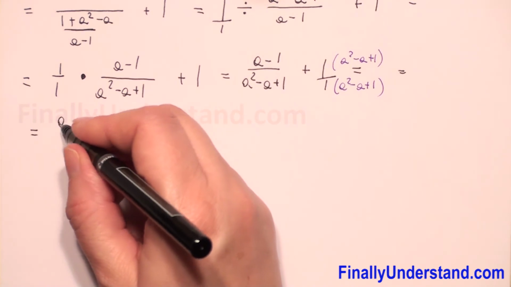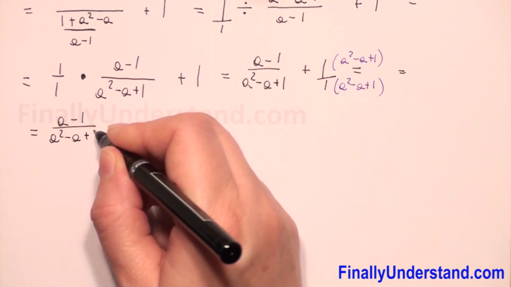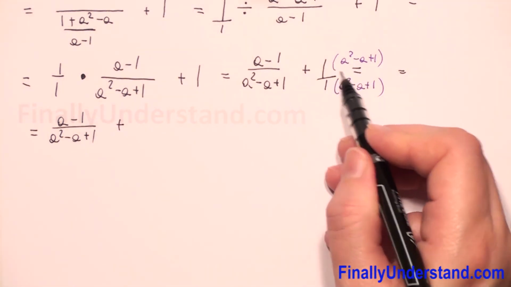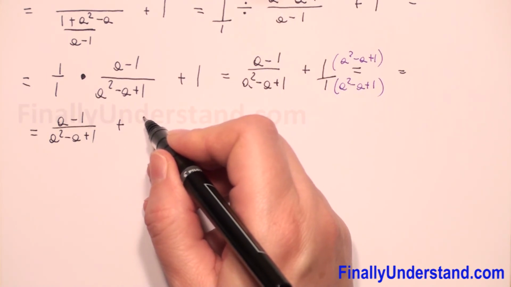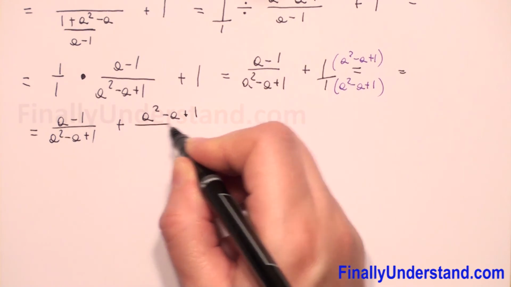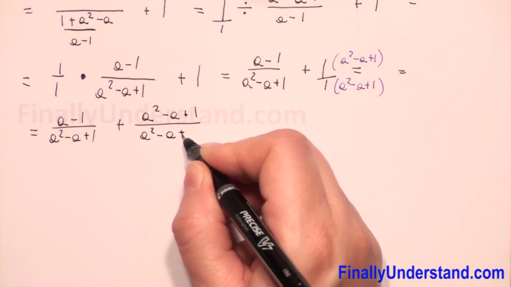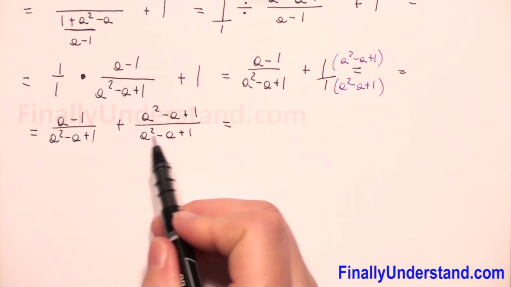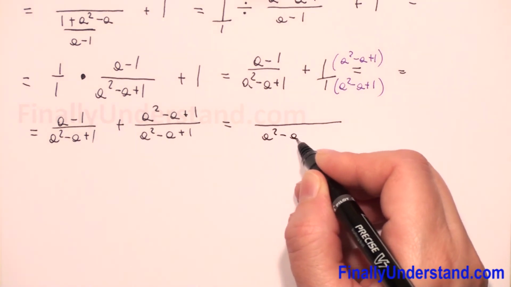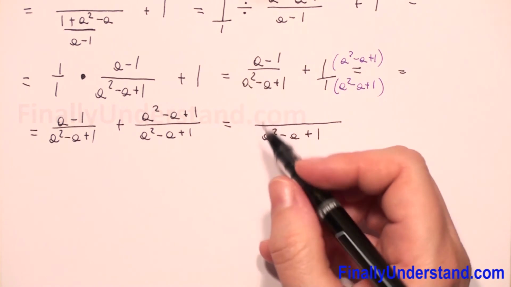The first fraction we have to copy. And we have plus 1 times this whole expression in parentheses, so it will be the same expression in parentheses which we have. And the numerator will be a squared minus a plus 1. So this is equal. The same denominator, so we copy the denominator, and now we have to add numerators.